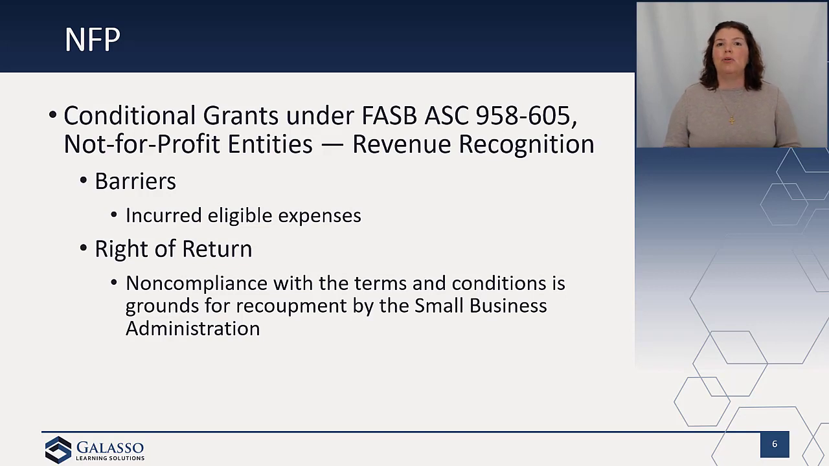And the expectation is most of these governmental funds, for-profit businesses, are going to use 958-605, and they're going to use this revenue recognition. So again, 958-605 introduces the concept of a barrier in order to recognize revenue. And so obviously you have to incur eligible expenses, the restaurant revitalization and the shuttered grants, very specific on what those funds can be used for. And if you don't use them appropriately, the terms and conditions do say that the Small Business Administration can recoup them. So there is the right of return or right of release along with the barrier, making these conditional grants. And so revenue would be deferred until you actually have met those conditions.